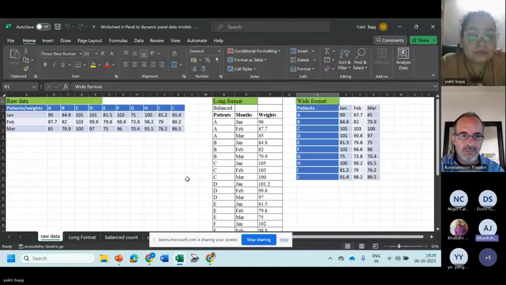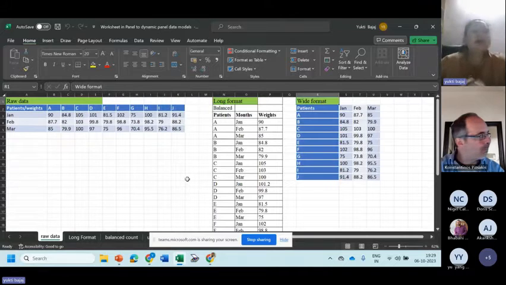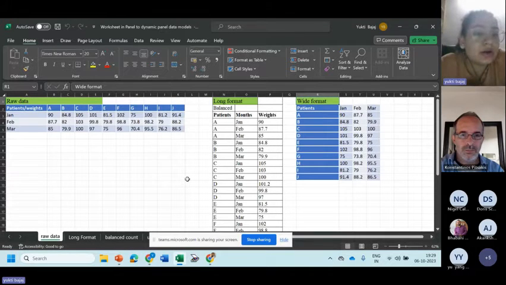Yes. Okay, perfect. So now we have this raw data, the raw data which I initially used, the patients and their weights. Now this data can actually be managed in a panel format. We have two formats in which we keep our panel data: one is the long format, the other is the wide format, as you can see here.